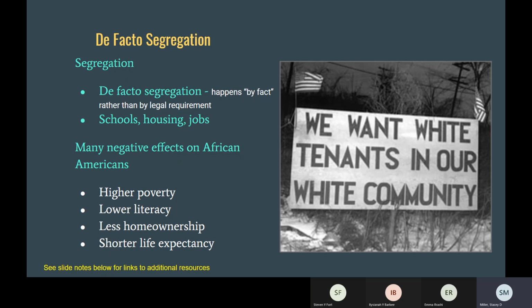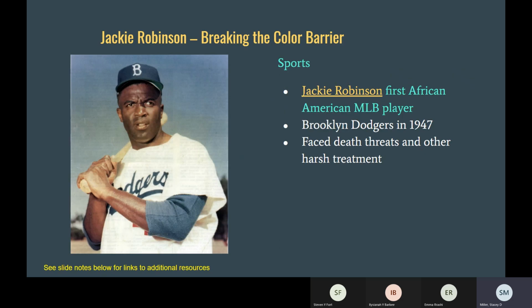So we have the difference. Remember, de jure is based in law. De facto is basically institutionalized. It's based in custom or in social norms, the way that society is acting. We have Jackie Robinson breaking down the color barrier in baseball.